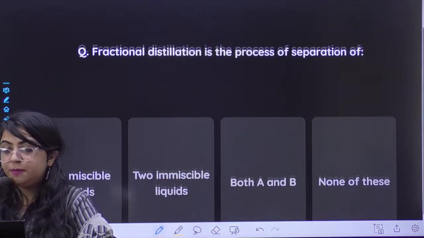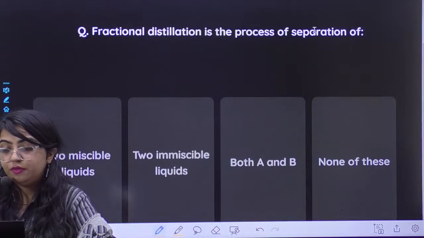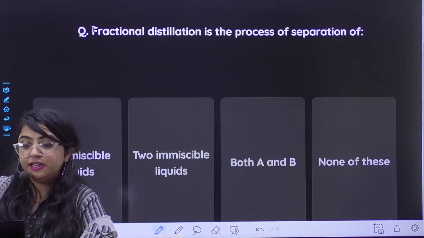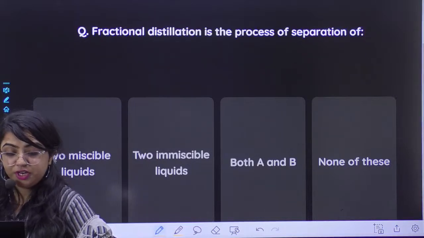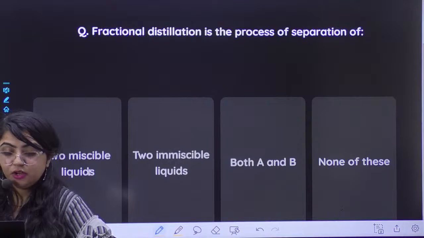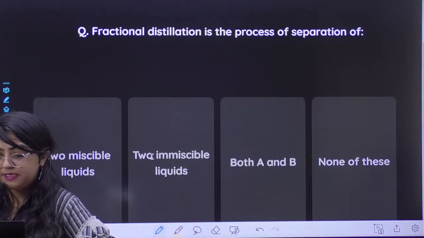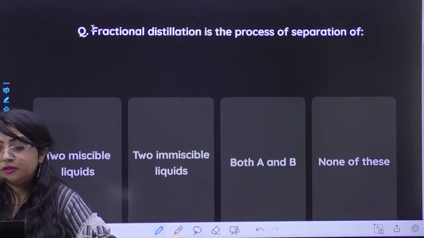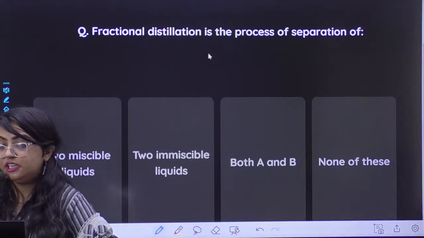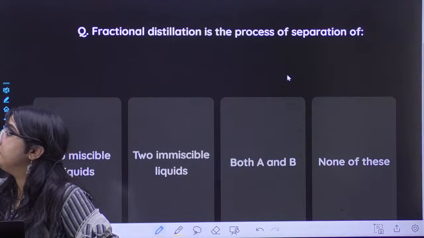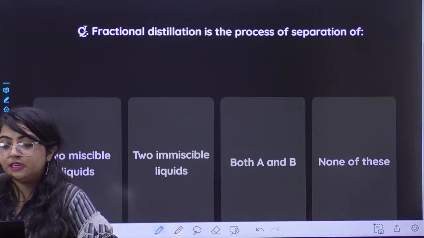Fractional distillation is the process for separation of. We can use fractional distillation for separating which two things? Please answer. Option A, two miscible liquids. Option B, two immiscible liquids. Option C, both A and B, that is immiscible and miscible. And option D, none of these. So answer which two substances can be separated out using the process of fractional distillation. I hope this question is clear.